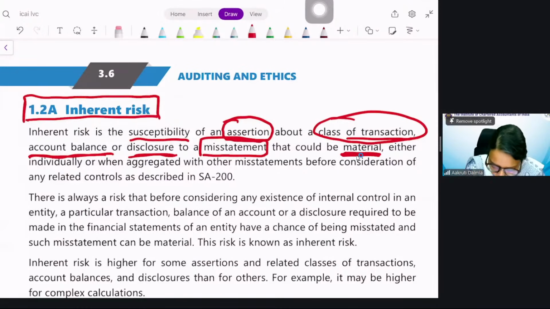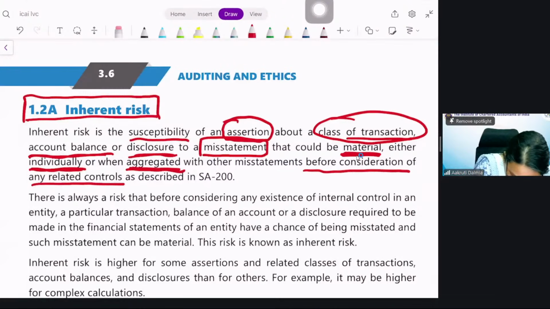So a misstatement that could be material either individually or in aggregate. Either directly you found a misstatement of 2 lakh, or you found small misstatements of 1,000 rupees, and together they became very material. Before consideration of any related controls as described in SA 200. SA 200 is the overall objective of the independent auditor and conduct of audit in accordance with standards of auditing.